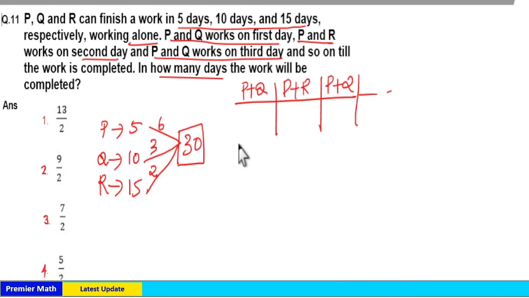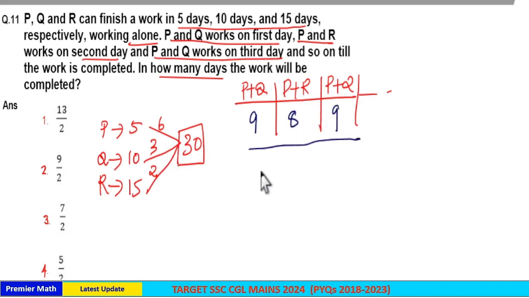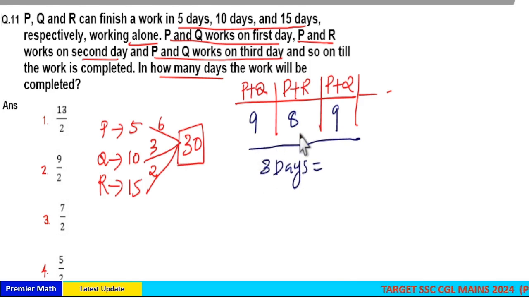So here P plus Q together complete 6 plus 3, 9 unit of work in first day. P plus R complete 6 plus 2, 8 unit of work in second day. Again P plus Q complete 9 unit of work in third day. Here total work is 30 unit. So in 3 days work completed is equal to 18 plus 8, 26 unit. So remaining work is 4 unit. Total work is 30 unit.